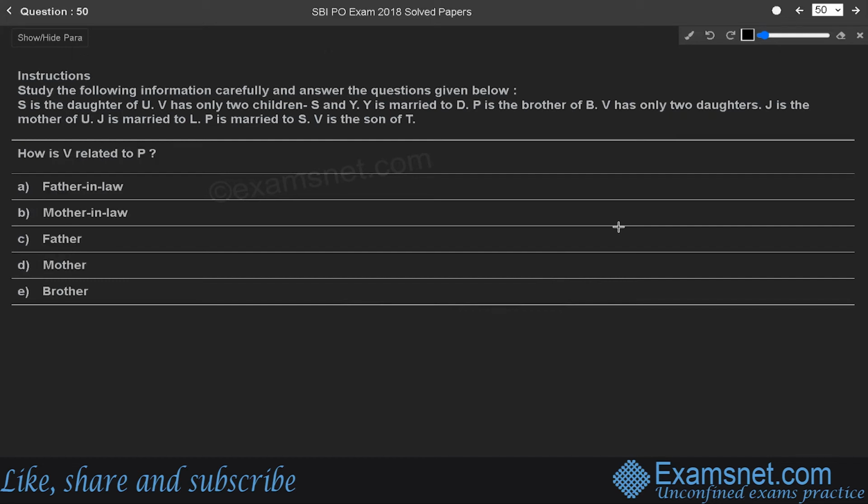Next question also has the same directions. Here the question is, how is V related to P? See, the diagram was in such a way that double line was representing siblings and single line was representing married couples. So from question 48, by looking at the diagram, we can say that V is the father-in-law of P. So therefore, correct option will be option number A here.